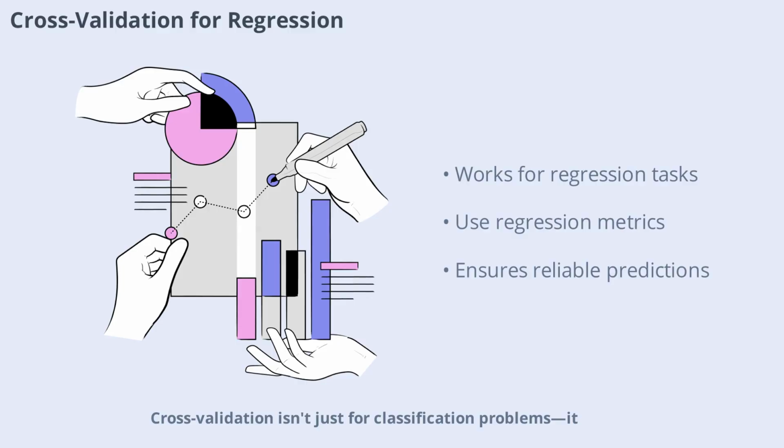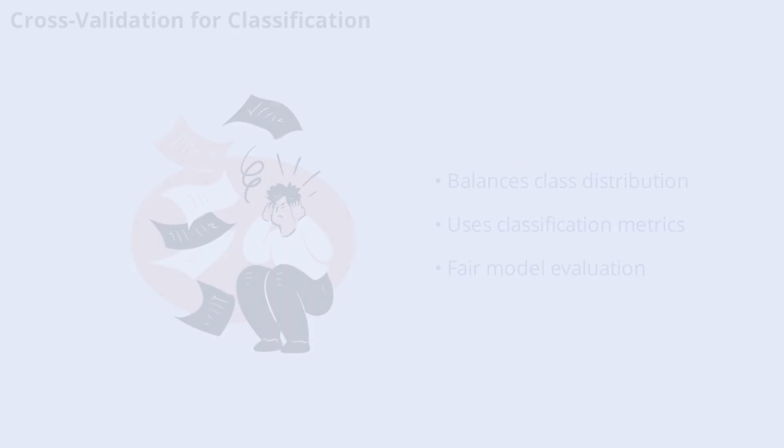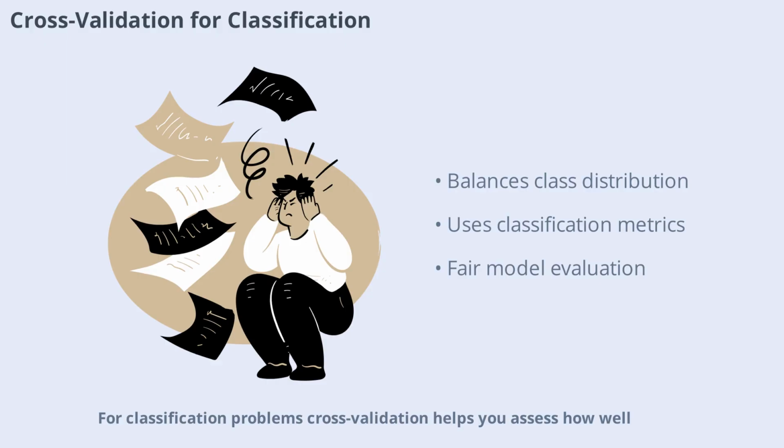Cross-validation isn't just for classification problems, it works equally well for regression tasks. The same techniques like k-fold and LOOCV can be applied to evaluate how well your regression model predicts continuous outcomes. The key is to use appropriate performance metrics such as mean squared error or mean absolute error to assess your model's accuracy during cross-validation. For classification problems, cross-validation helps you assess how well your model distinguishes between different classes.